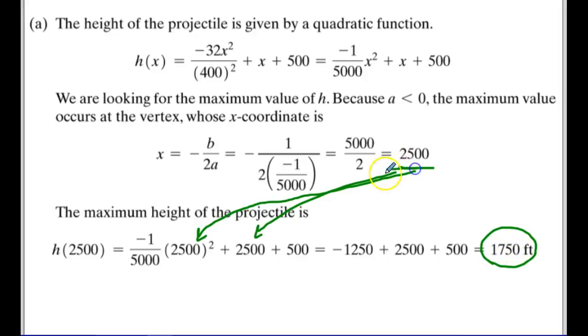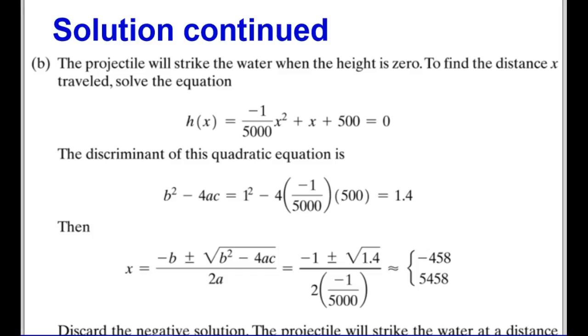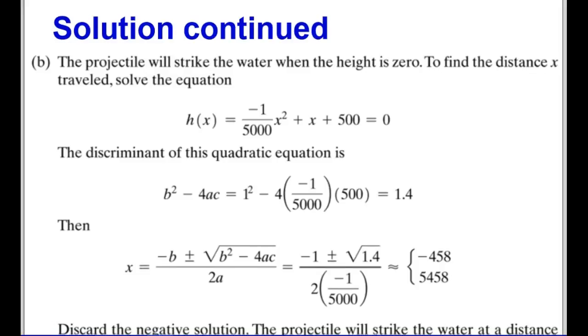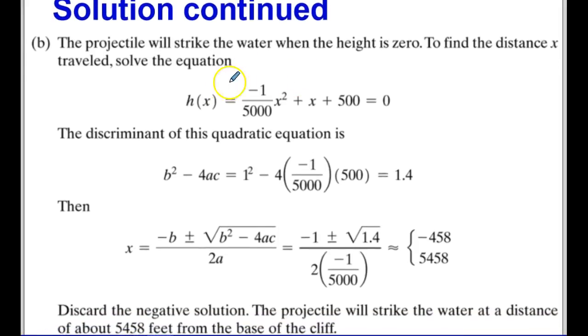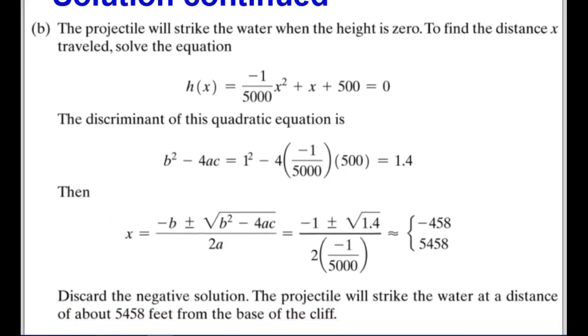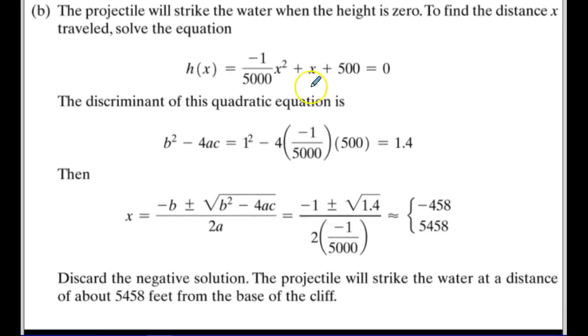So first I have to figure out how far away that will happen, and then I can figure out the height. Then I was also asked, when's it going to hit the water again? So I have to figure out when my height is 0. I set my entire equation equal to 0, and I know that I'm going to have two solutions here. So I would use the quadratic formula, because these are not going to be easy numbers to factor.